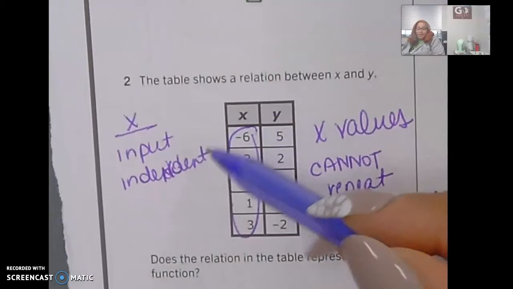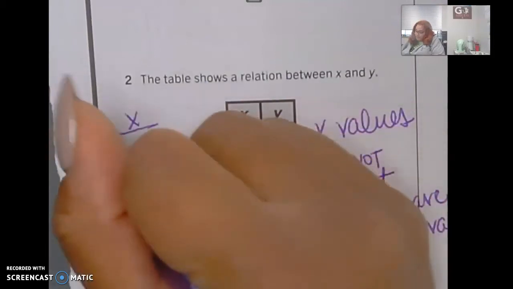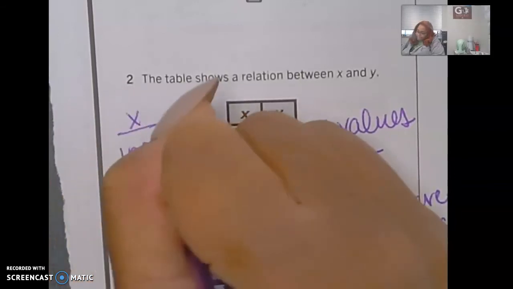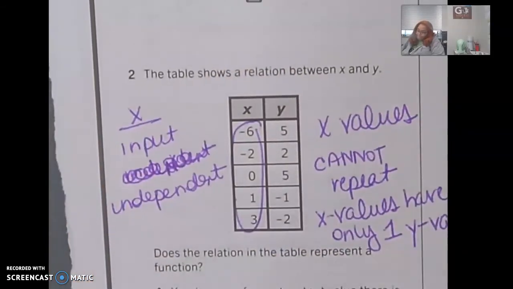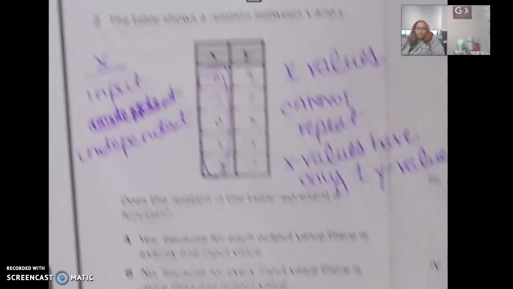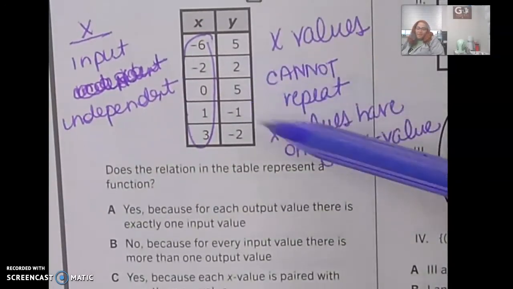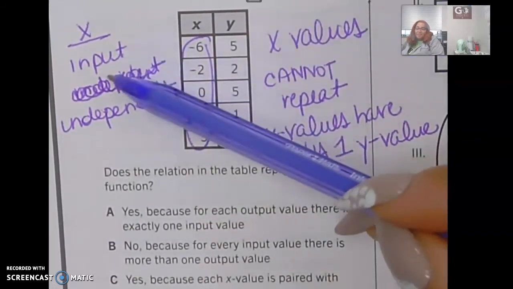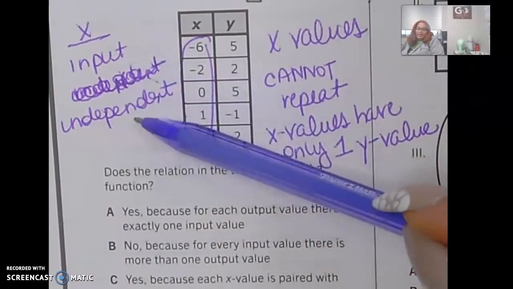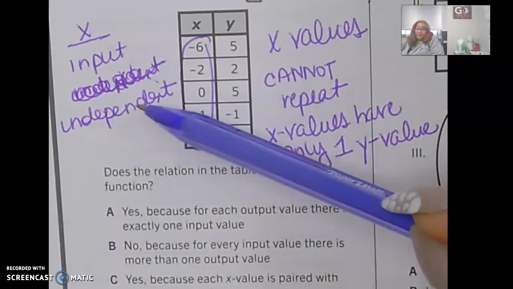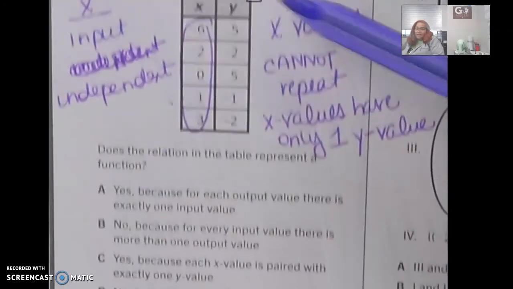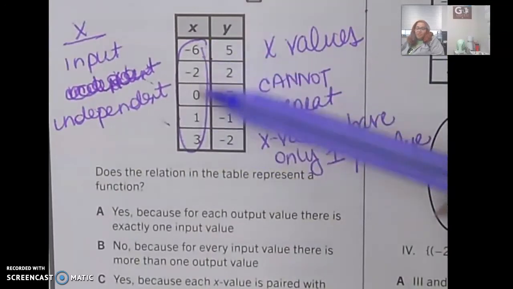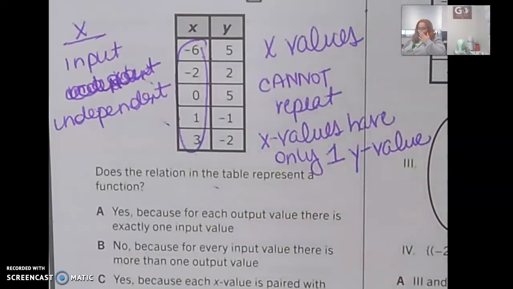X is the input, X is the independent. Miss Starling can't spell. Whoops. Value. The y's are the dependent. X always must be mentioned first in the statement. Input must be mentioned first in the statement. Independent must be mentioned first in the statements. So, is this a function? Do these repeat? No. So this is a function, but you need to explain why.